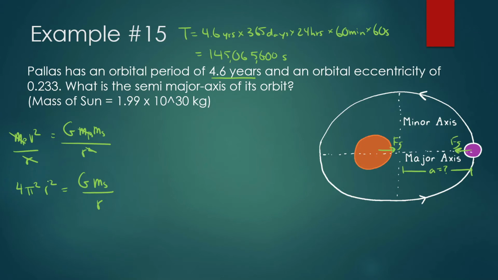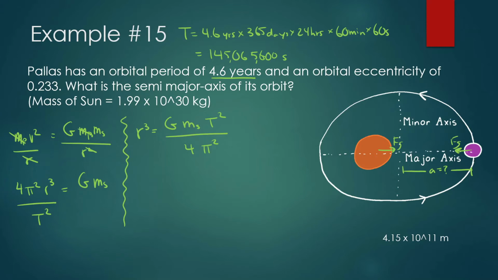And I'm going to bring this r to the other side and change this squared to a cubed. Oh, whoops, I forgot the t. Let me put the t here. So t squared. So let me try to isolate this r. So r cubed is equal to G, mass of sun, t squared, bringing this t to the other side, and bringing this 4 pi squared to the bottom. 4 pi squared. Okay, so from here, let's start plugging all this in.